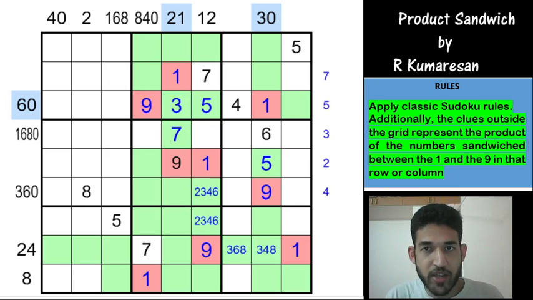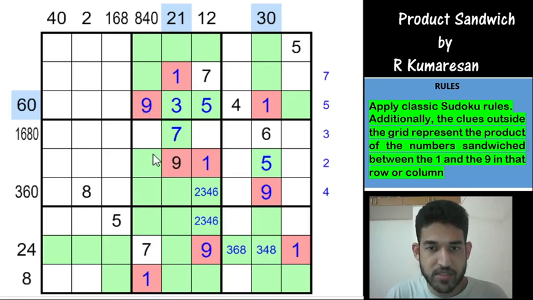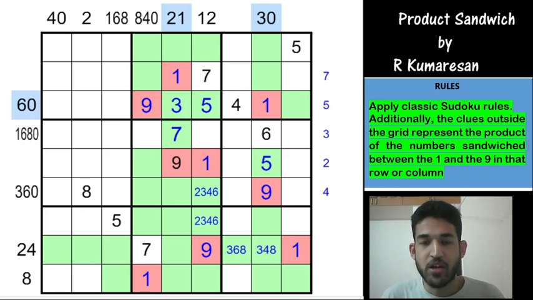Maybe 840, we can come back to 840. One more thing that you can do while solving a product sandwich Sudoku, this will also be really helpful. Please listen carefully to what I say now. We know that the product of the digits between 1 and 9 is maximum 2 multiplied by 3 multiplied by 4 up to 8. And if you multiply that, you're going to get 40,320.